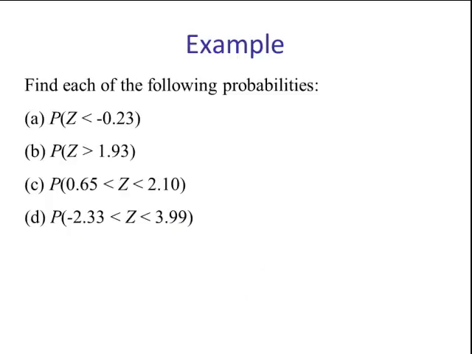Let's do an example. Find each of the following probabilities. A, the probability z is less than negative 0.23. B, the probability z is greater than 1.93. C, the probability that z is between 0.65 and 2.10. And D, the probability that z is in between negative 2.33 and 3.99. So you can pause this video, try these four, and then we'll go over the answers.